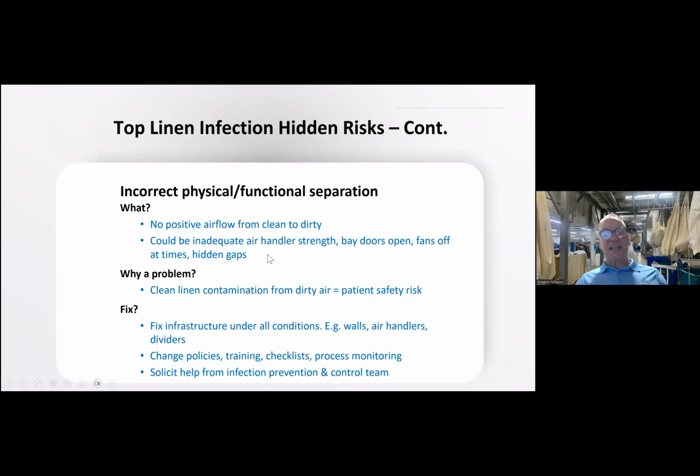And sometimes when this isn't happening, the air handler is not strong enough, or there's doors open that are screwing up the airflow, or maybe the fans are there, but they're off, or maybe there's hidden gaps in the walls that are causing that. This is obviously a problem because our clean linen is going to be contaminated with dirty linen, which is a problem. So to fix this, we want to fix the infrastructure under all conditions, doors open, doors closed. We want to have policies to make sure we're looking at that. And again, solicit help from your infection prevention control team.